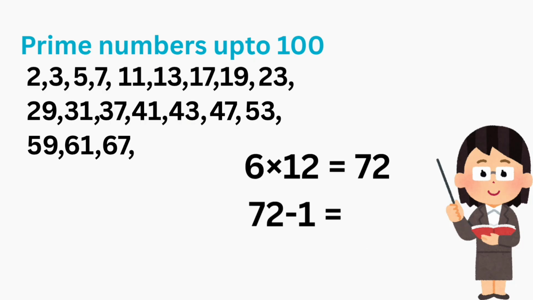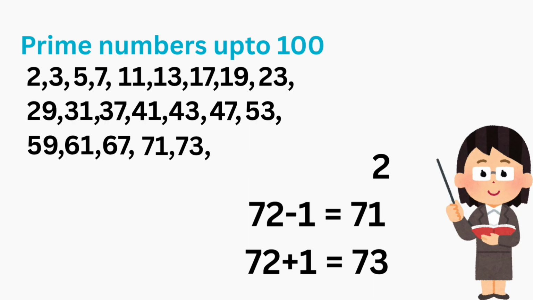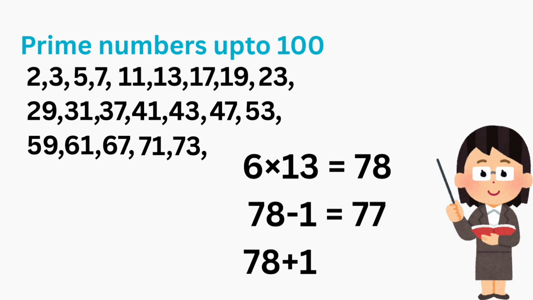6 twelves are 72, 72 minus 1 is 71 and plus 1 is 73. So here 71 and 73 are the prime numbers. 6 13s are 78. 78 minus 1 is 77 and plus 1 is 79. So here 79 is the only prime number as 77 is divisible by 7.